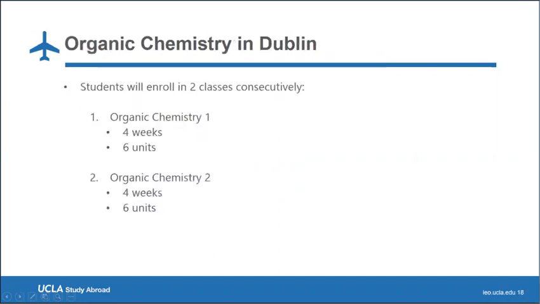On this program, students will enroll in 2 classes consecutively, meaning back-to-back. You will enroll in Organic Chemistry 1 for the first 4 weeks and earn a total of 6 units for that course. In the last 4 weeks, you will enroll in Organic Chemistry 2 for 4 weeks and earn a total of 6 units. So you will be abroad total for 8 weeks and earning 12 UC units.